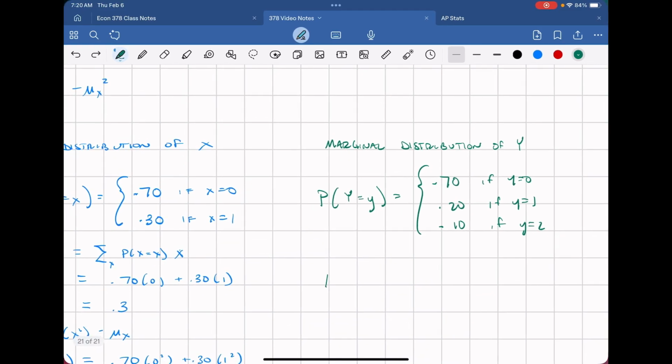So we can find mu y, which is equal to the summation of y times the probability that Y is equal to y.